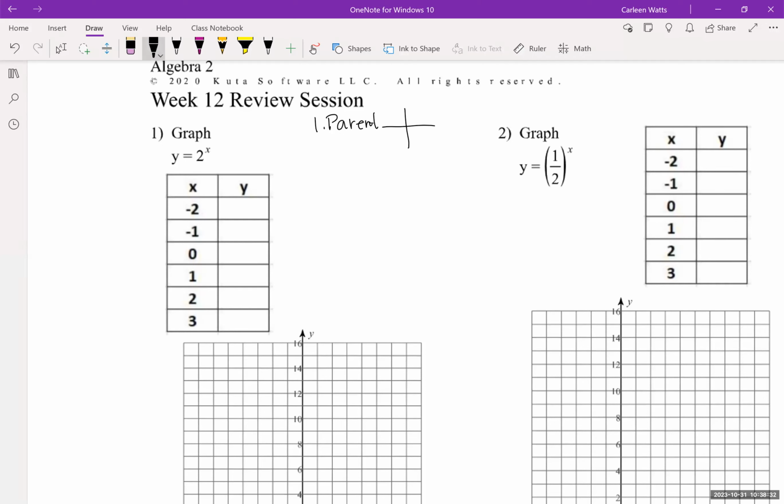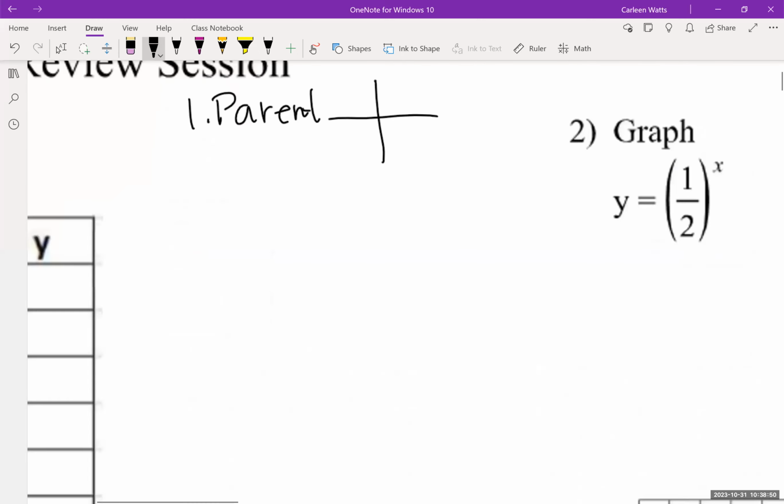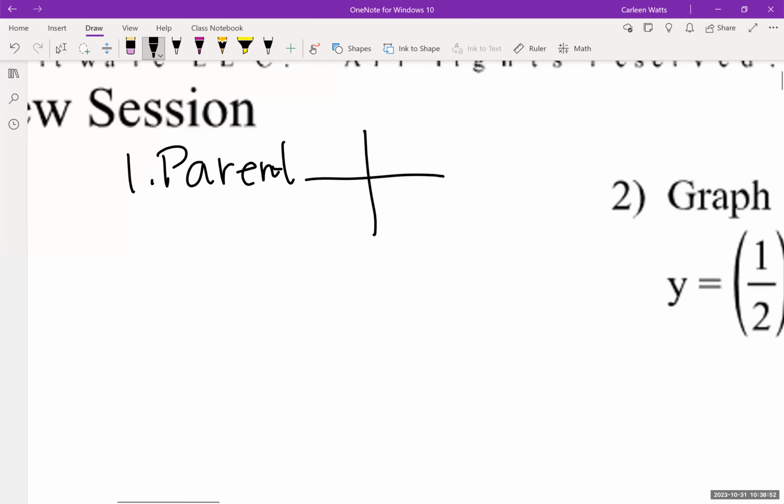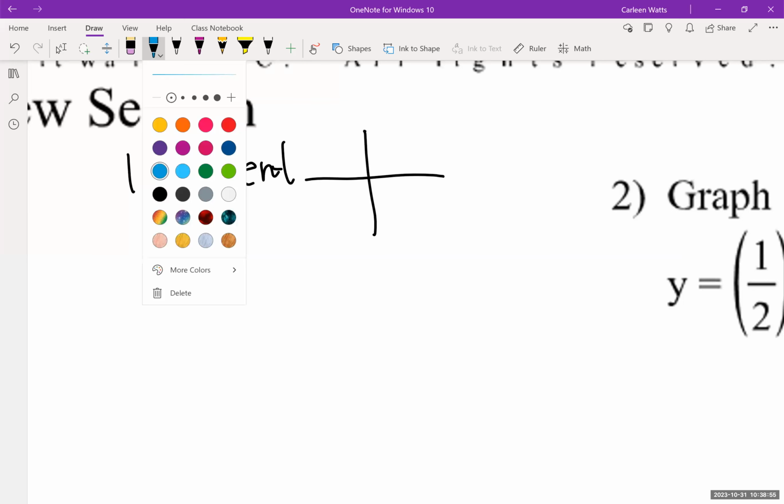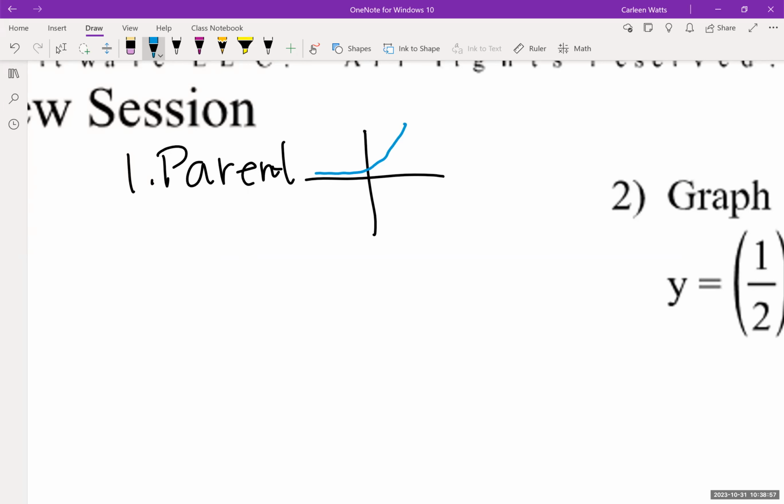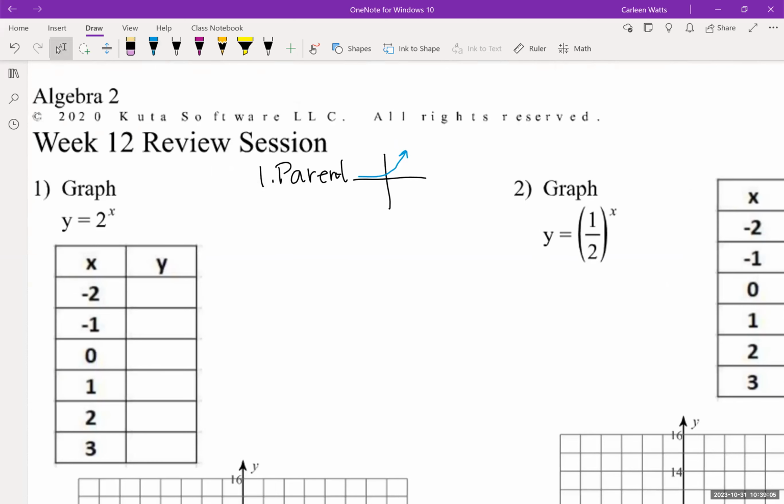So if the base is greater than or equal to 1, if it's 1, there's really no graph. But anyway, if it's not a fraction, this parent graph looks like this. It's like an airplane taking off. Because the base of the exponential is not a fraction.